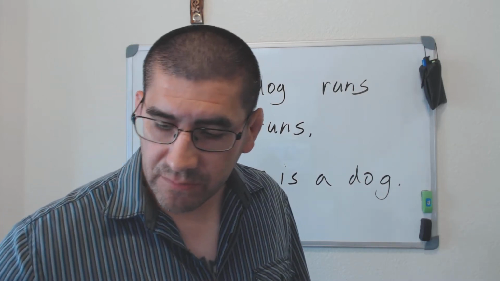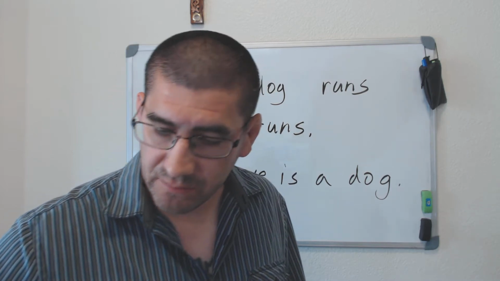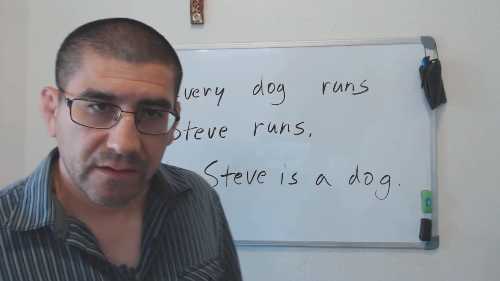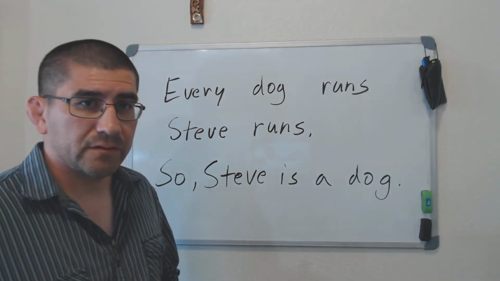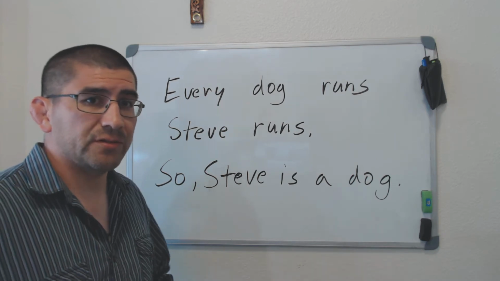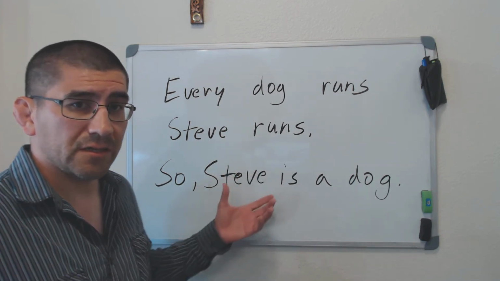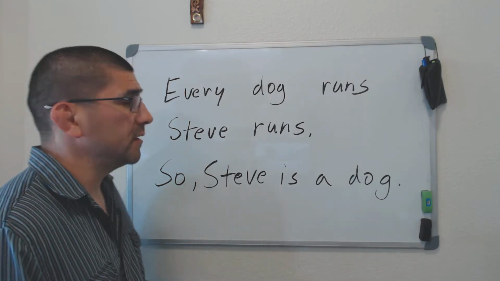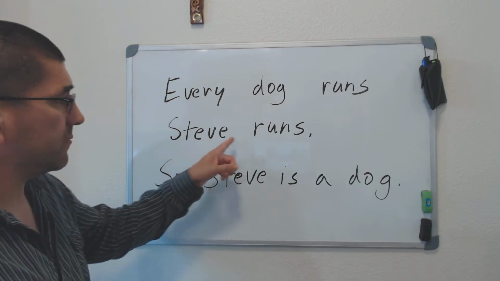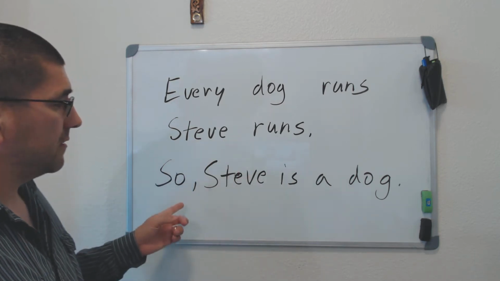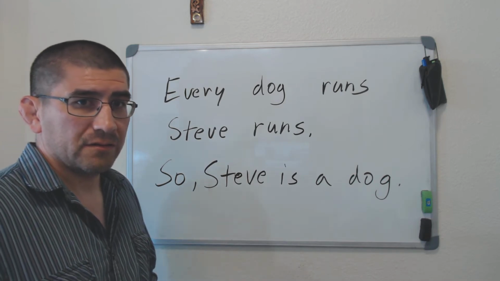Okay, what I'm going to do is go over another example of testing an argument for validity, by using Aristotle's 6 rules. But what you have to do first is put this into logical form, put the premises and the conclusion into logical form. So my first premise is every dog runs. Second premise, Steve runs. And then we have the conclusion, so Steve is a dog.